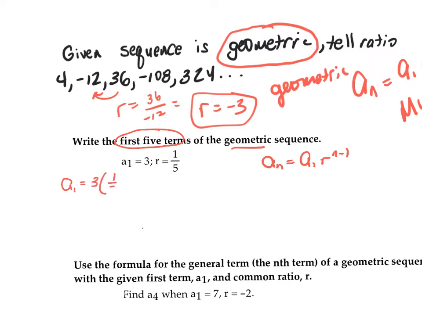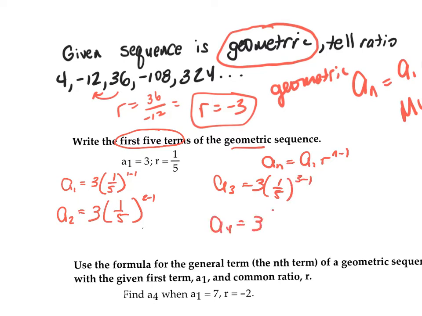3 times 1/5 to the 1 minus 1. 3 times 1/5 to the 2 minus 1. 3 times 1/5 to the 3 minus 1. 3 times 1/5 to the 4 minus 1.